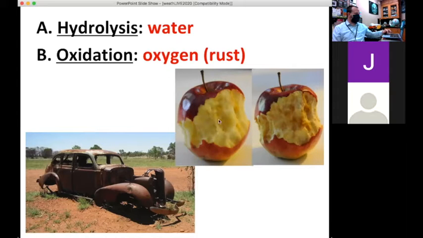This apple, if you leave it on the counter all day, it turns brown. It's reacting with the air. That is weathering. It's not this kind of weathering. It's this kind.